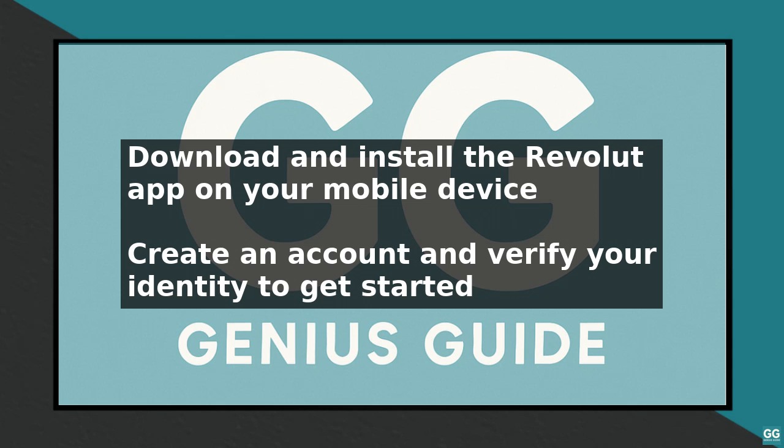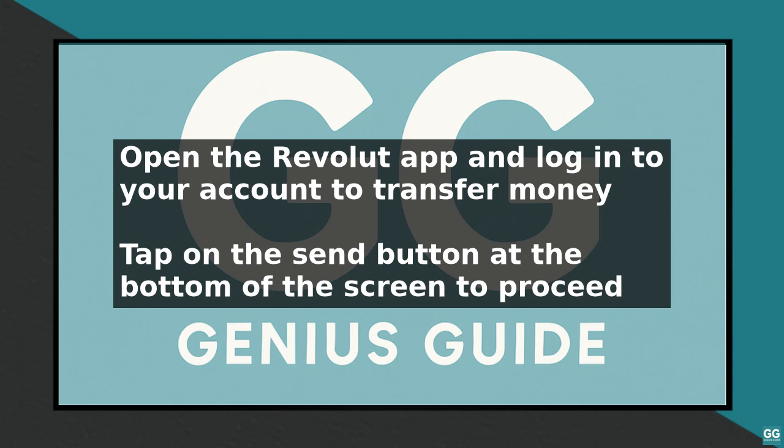First, open the Revolut app and log into your account. Then tap on the Send button at the bottom of the screen. Next, enter the amount you want to send and the currency you want to send it in. You can send money in over 29 currencies including US dollars, euros and pounds.